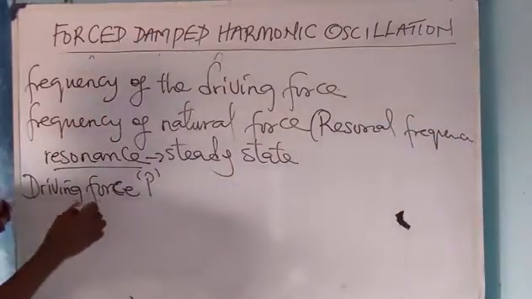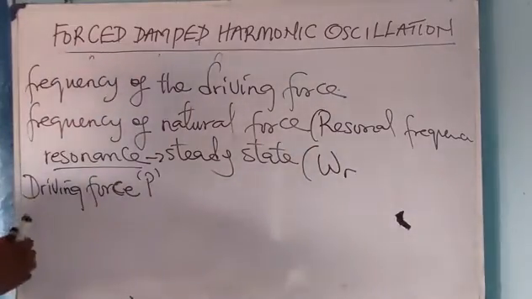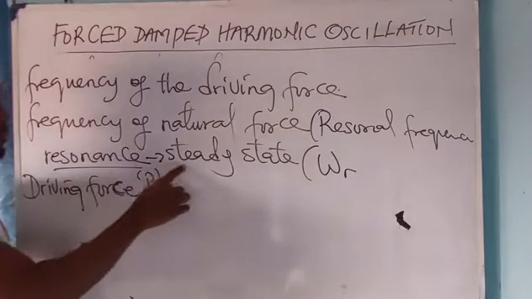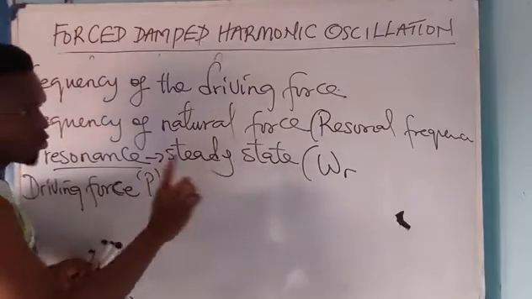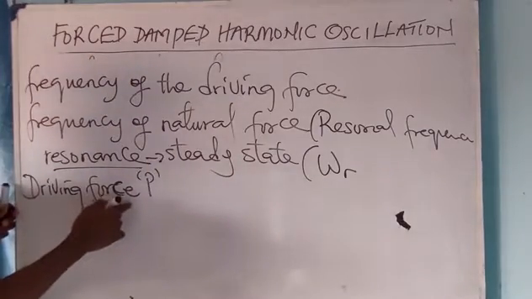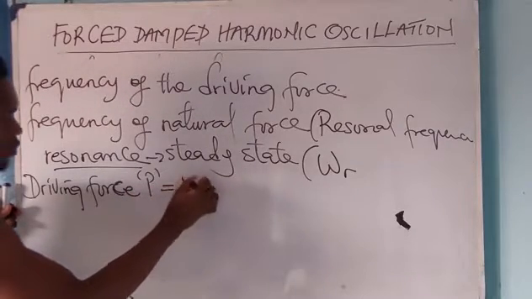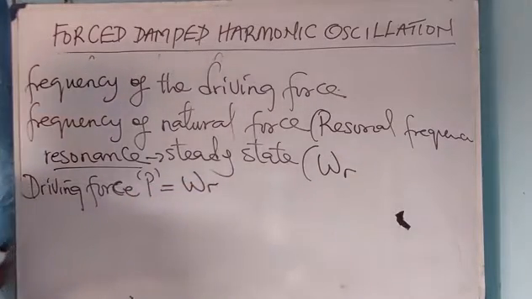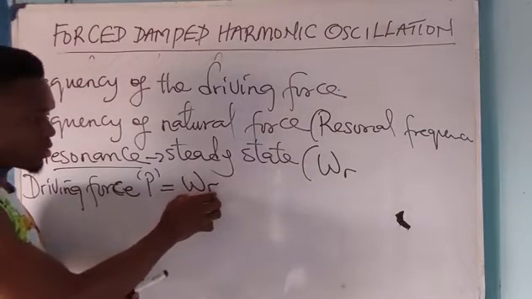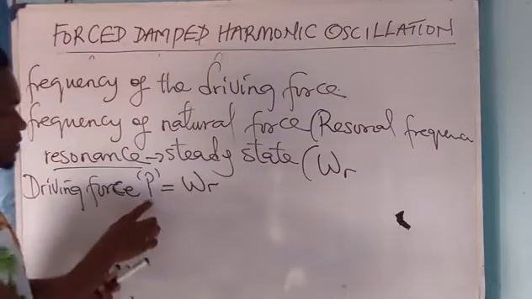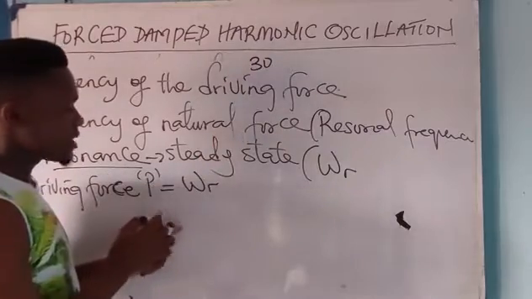Now resonant frequency is denoted as WR. Please, in resonance or steady state, what happens? The driving force is always equal to the resonance frequency. Which means that if this driving force is maybe 30, it means that the resonance frequency is also 30.